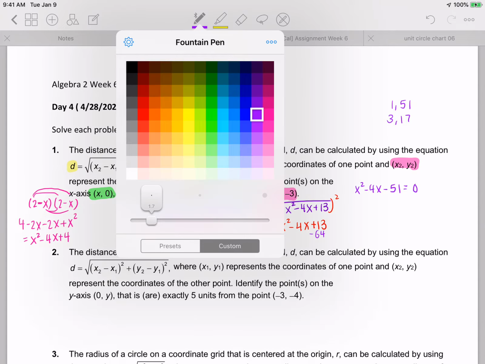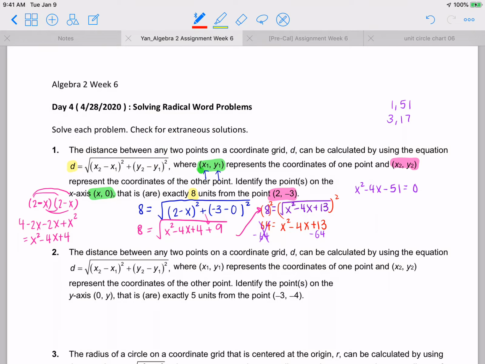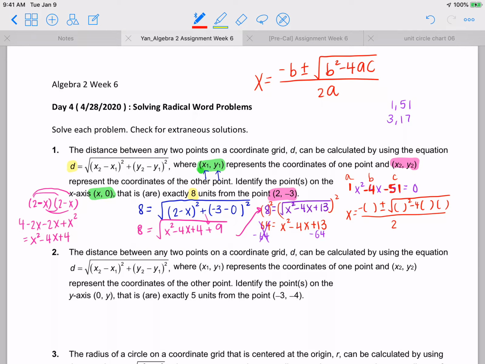Okay, so in that case, we're going to use our quadratic formula, where we have 1, -4, and -51 as our A, B, and C. Okay, so we're going to substitute into our quadratic formula. x equals, I'm going to write it up here, x equals negative b plus or minus the square root of b squared minus 4ac, all over 2a. So let's substitute: negative parentheses, plus or minus the square root of b squared minus 4ac, all over 2a.